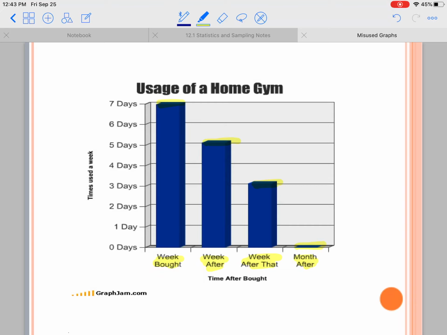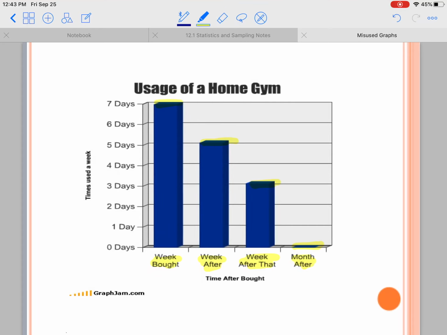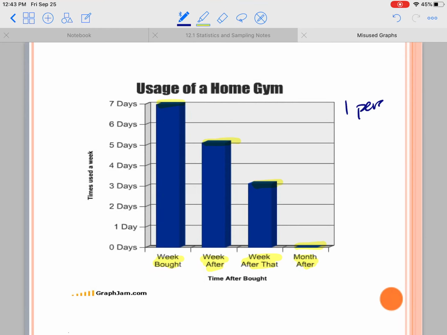So you can see how graphs can be misleading on their own, but there are particular groups of people that are going to try to purposely mislead you with graphs. So this graph might be completely 100% truth for, I don't know, one person. What if this represents one person? Okay? This graph could be 100% legitimate for that one person. But does that mean it should be the basis for you making a decision about your home gym? Probably not. Okay?